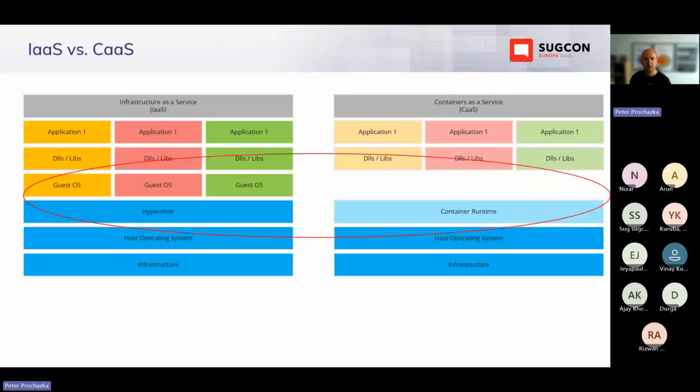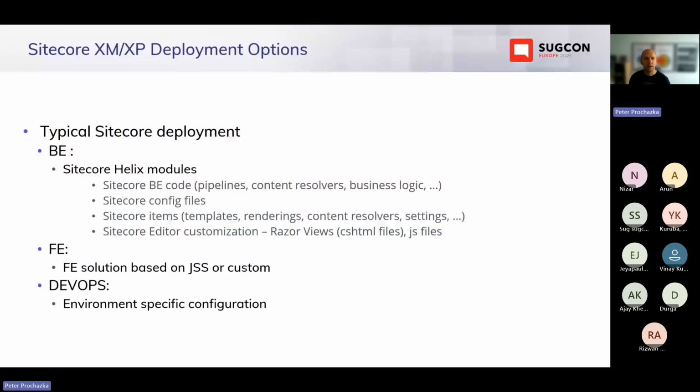So now, how does a typical Sitecore deployment look nowadays? You have some Helix modules in your backend solution, right, where you have your DLLs, config files, razor views, and so forth. Maybe in JSS projects you don't have the razor views, but definitely you have some content resolvers and all that stuff, some business logic. Another package is created for the front-end solution, and then they are deployed physically on the higher environments to those machines or cloud services.